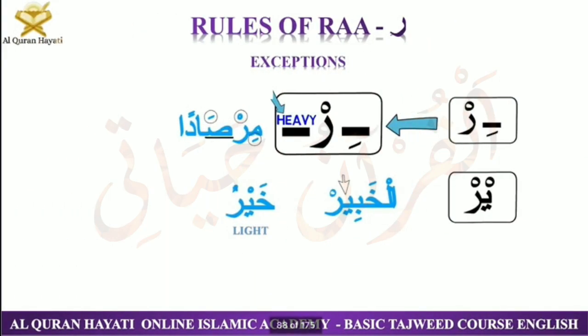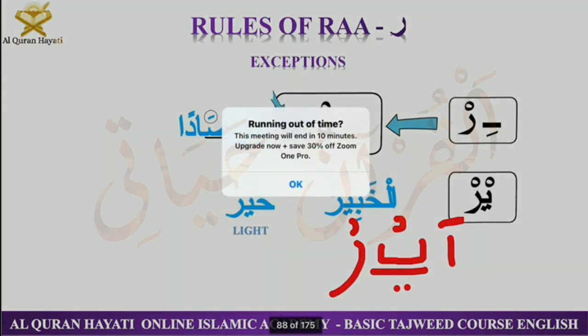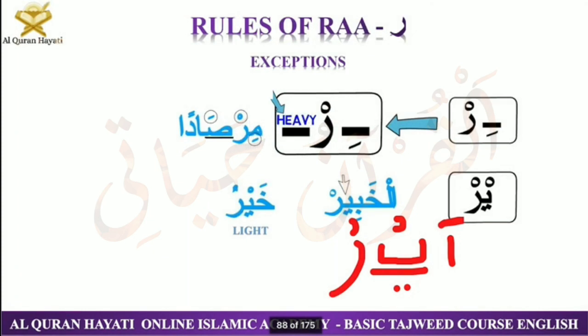If you see Ra Sakin, and the letter before it also has Sakin, but if that letter is Ya, and the letter before it has Fatha, then this Ra Sakin is light. Because what did we learn about Leen? Ya Leen is very soft, right? There are two Leen letters. One is Waw and the other Leen letter is Ya. But Ya Leen is so soft that it is a very soft letter. We have learned this while reciting its makhraj. And when it comes to Leen, it is softer.